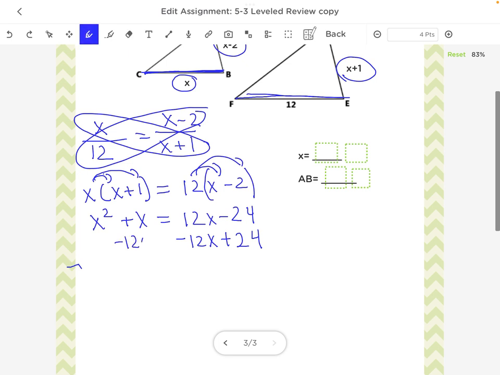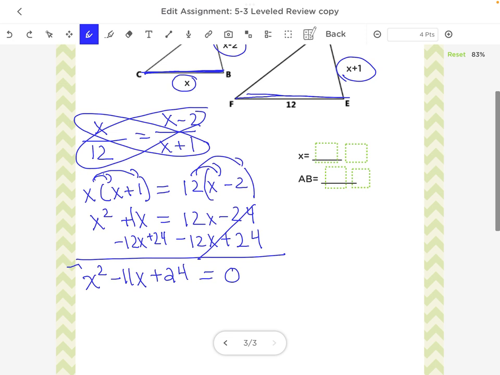I want to subtract the 12x. I'm going to put it there because I am going to have like terms. Add the 24. So on this side, I will have the 0, which is what I want. On this side, I have x squared. You have 1x minus 12x, which is minus 11x. And then the 24 is by itself.